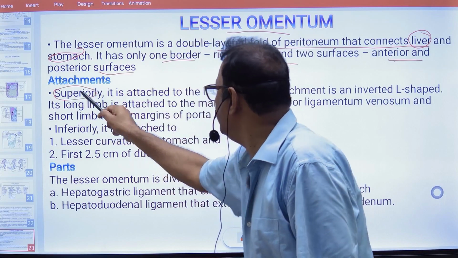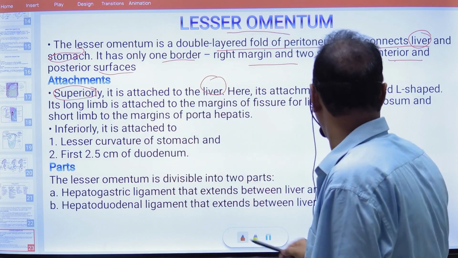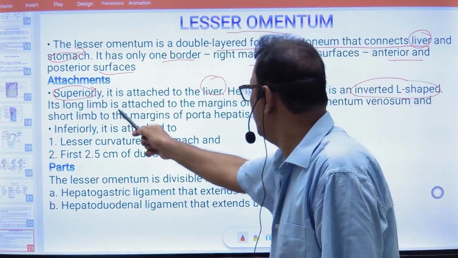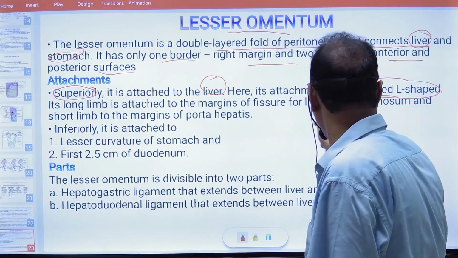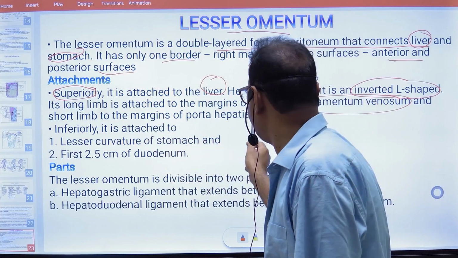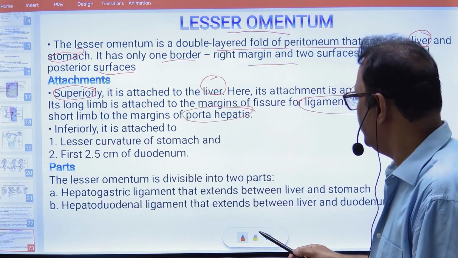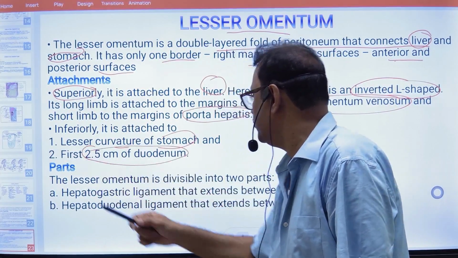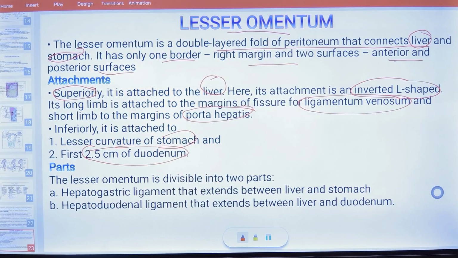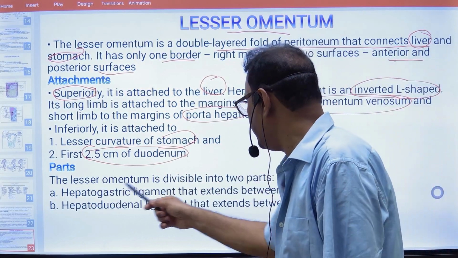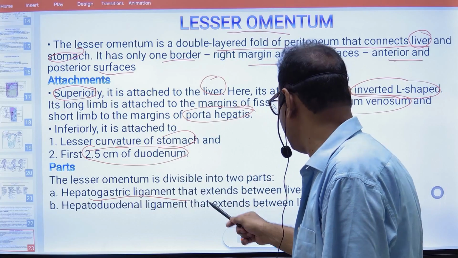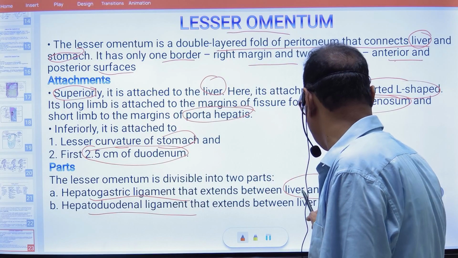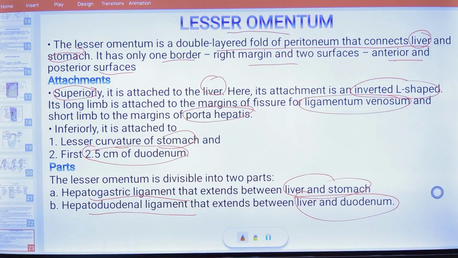Attachment, superiorly, it is attached to the liver, and this attachment is inverted L-shaped, so the long limb is attached to the margin of the fissure for the ligamentum venosum, and the short limb is attached to the margin of the porta hepatis. Inferiorly it is attached to the lesser curvature of the stomach and 2.5 centimeter of the duodenum. It is divided into two parts. We have seen that the hepatogastric ligament extends between the liver and the stomach, and the hepatoduodenal ligament extends between the liver and the duodenum.